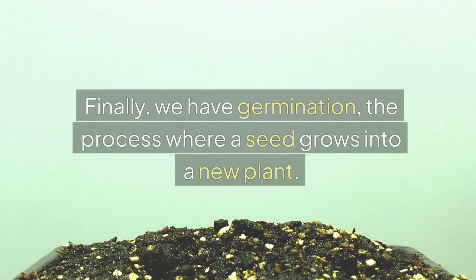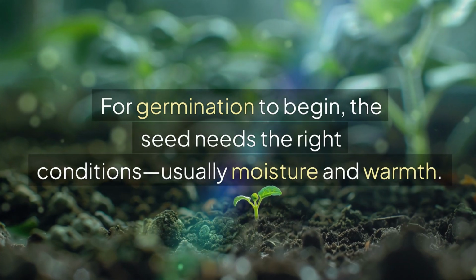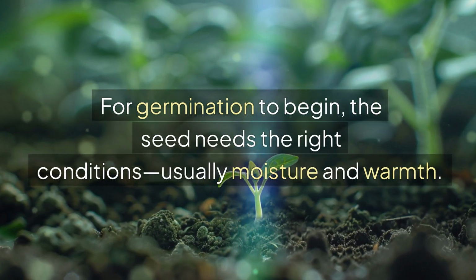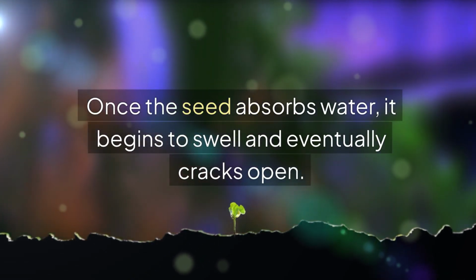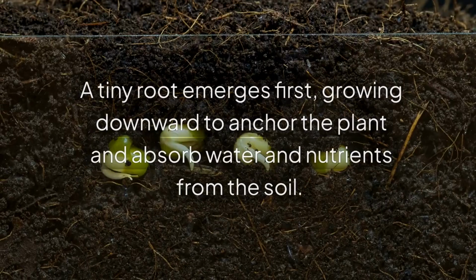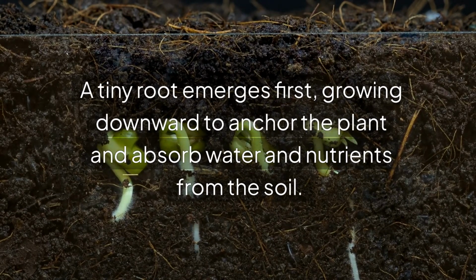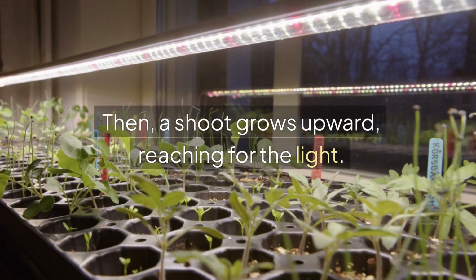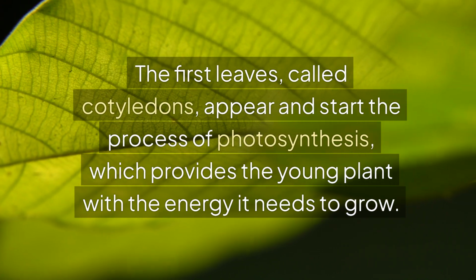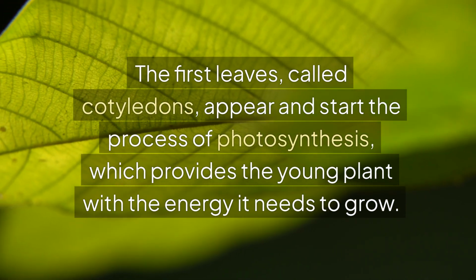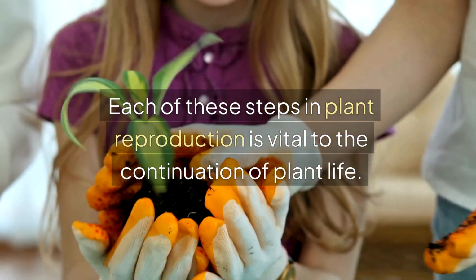Finally, we have germination, the process where a seed grows into a new plant. For germination to begin, the seed needs the right conditions, usually moisture and warmth. Once the seed absorbs water, it begins to swell and eventually cracks open. A tiny root emerges first, growing downward to anchor the plant and absorb water and nutrients from the soil. Then, a shoot grows upward, reaching for the light. The first leaves, called cotyledons, appear and start the process of photosynthesis, which provides the young plant with the energy it needs to grow. Each of these steps in plant reproduction is vital to the continuation of plant life.